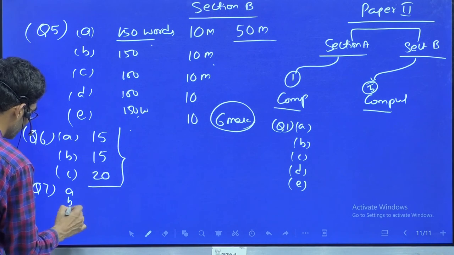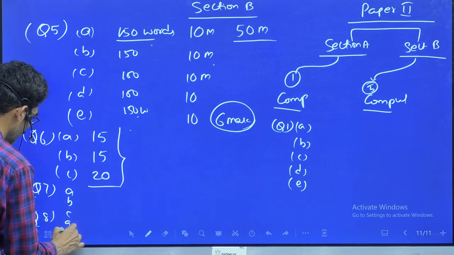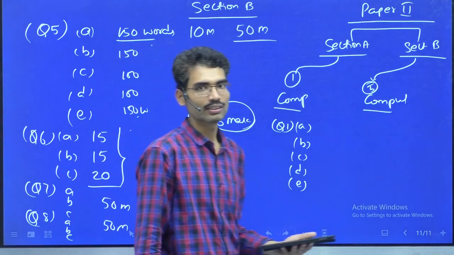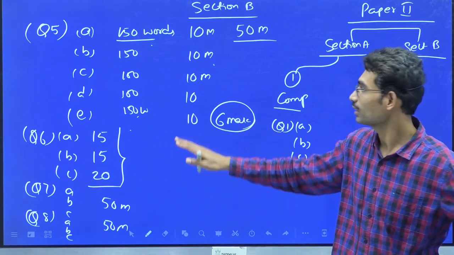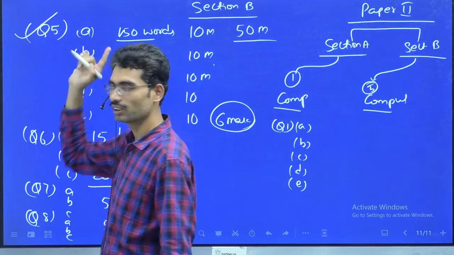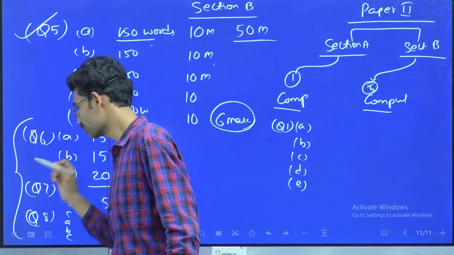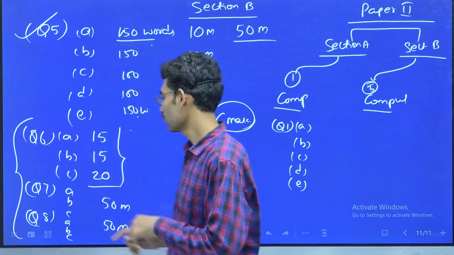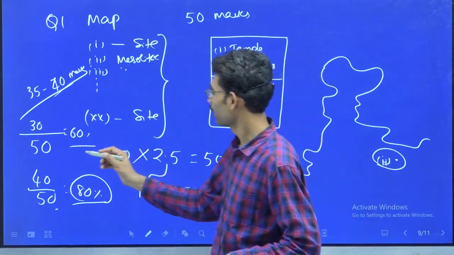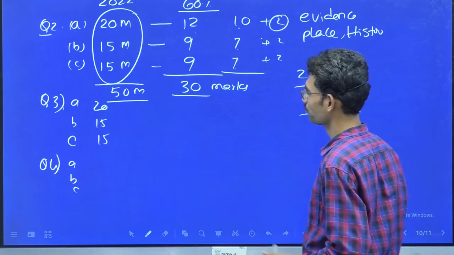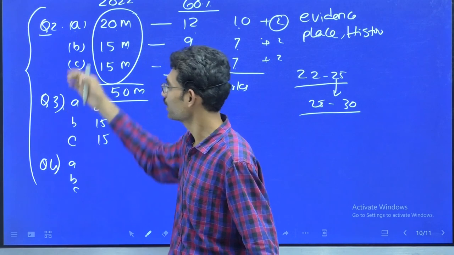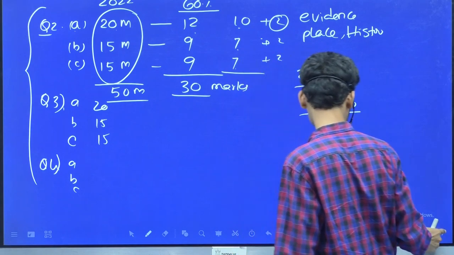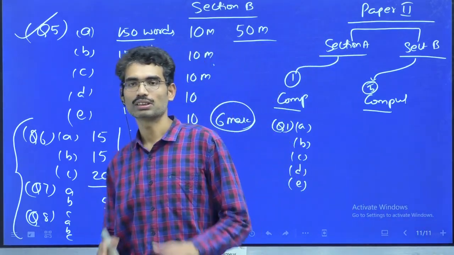Question number seven, A, B, C. Question number eight, A, B, C. 50 marks and 50 marks. Again, you have to select. Fifth is compulsory. No choice in that. Definitely you have to write. And out of these three, one is compulsory. You can select any of these three. If you write three questions here, out of these, if you write two questions in section A, then you can write only one question out of this. So that's why section A.